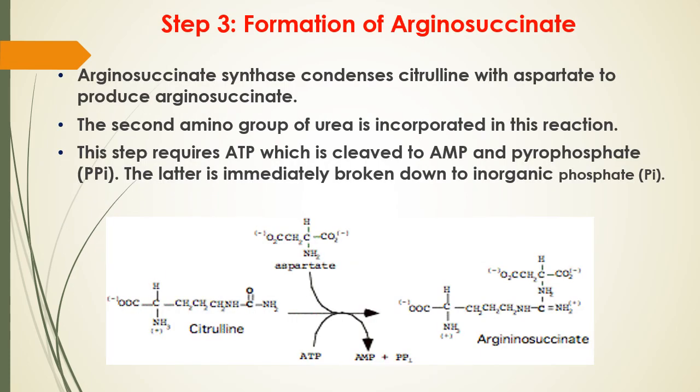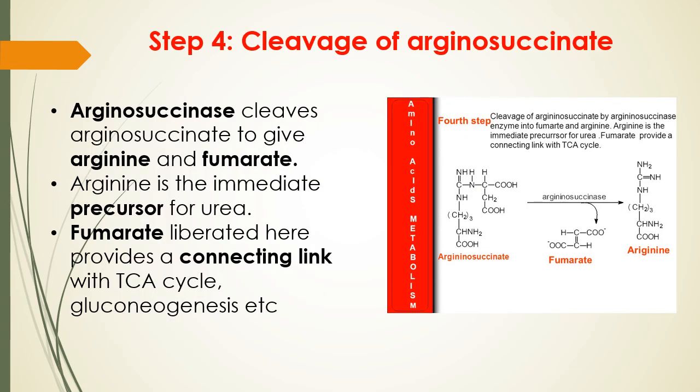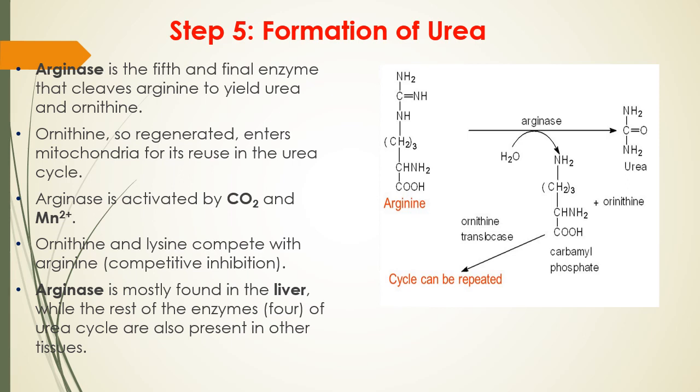Step 3 is formation of argininosuccinate. Argininosuccinate synthase condenses citrulline with aspartate to produce argininosuccinate, and the second amino group of urea is incorporated in this reaction. This step requires ATP, which is cleaved to AMP and pyrophosphate. Step 4 is cleavage of argininosuccinate. Argininosuccinase cleaves argininosuccinate to give arginine and fumarate, and the fumarate liberated here provides a connecting link with TCA cycle and gluconeogenesis, etc.